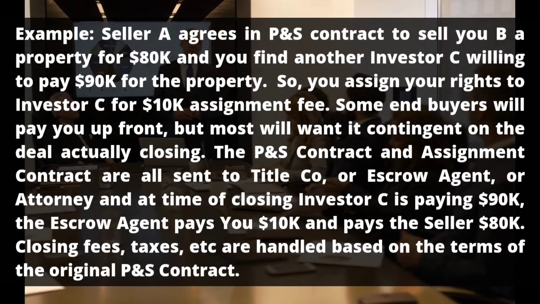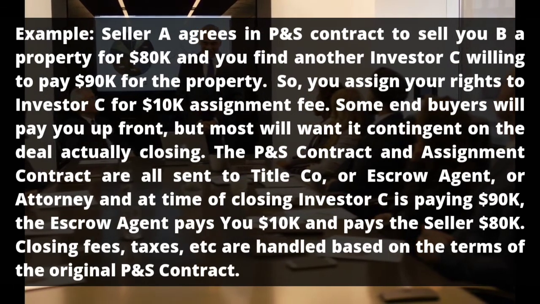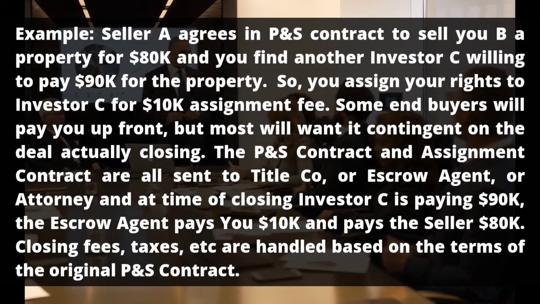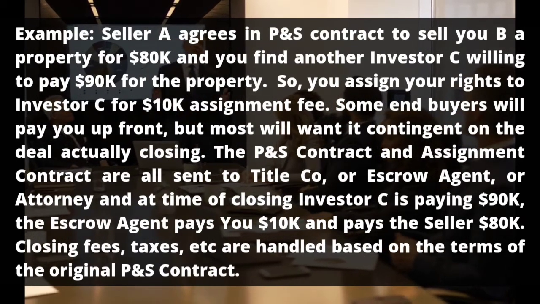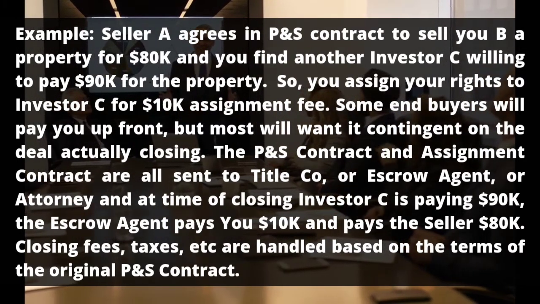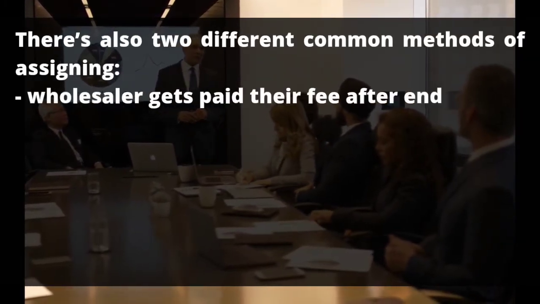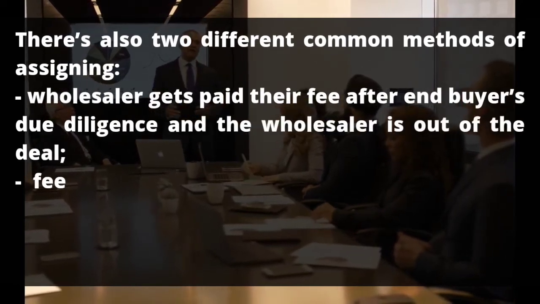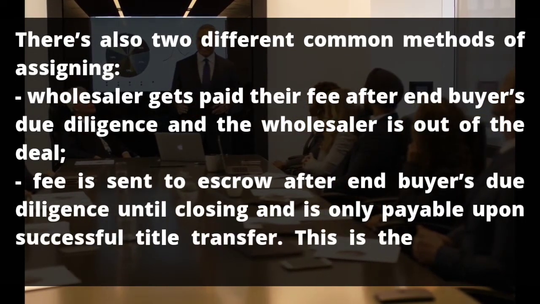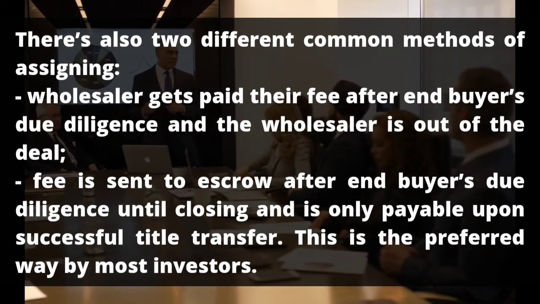The P&S contract and assignment contract are all sent to the title company, or escrow agent, or attorney, and at the time of closing investor C is paying $90,000, the escrow agent pays you $10,000 and pays the seller $80,000. Closing fees, taxes, etc. are handled based on the terms of the original P&S contract. There are also two different common methods of assigning. Wholesaler gets paid their fee after the end buyer's due diligence and the wholesaler is out of the deal. Or the fee is sent to escrow after the end buyer's due diligence until closing and is only payable upon successful title transfer. This is the preferred way by most investors.